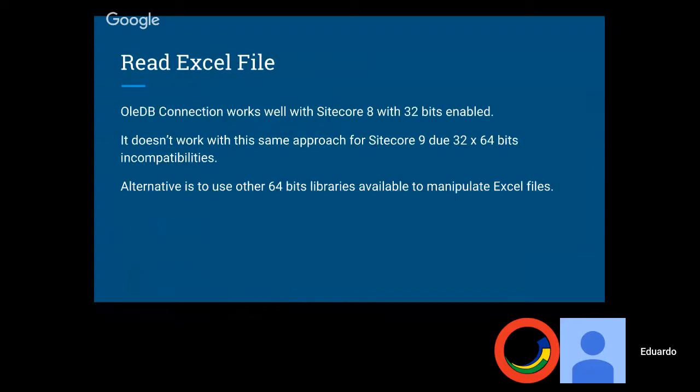Then we're going to read the Excel file. For up to Sitecore 8, I was used to using the OLEDB connection to work with Excel files with 32 bits enabled. It seems that doesn't really work with Sitecore 9. I was trying to use that same approach, but the OLEDB connection has some compatibility issues because it needs 32 bits enabled in IIS, but Sitecore 9 only requires 64 bits to work. So for that to actually work for Sitecore 9, you may want to end up using different libraries available out there to manipulate Excel files in your .NET scripts to migrate the content. In this example that I'm going to show you guys here, I'm migrating to Sitecore 8, so I'm using the OLEDB connection.